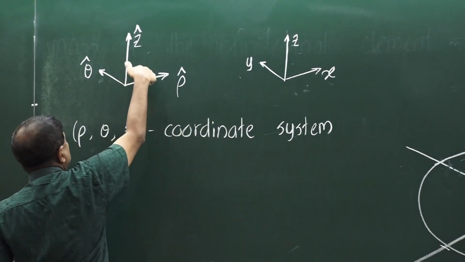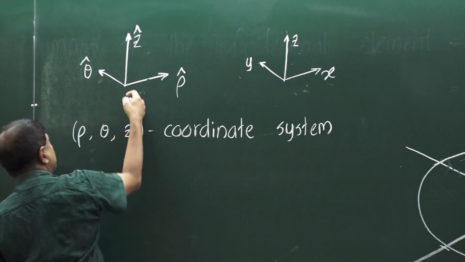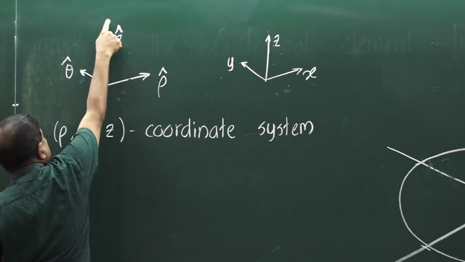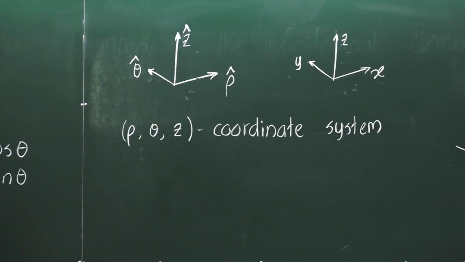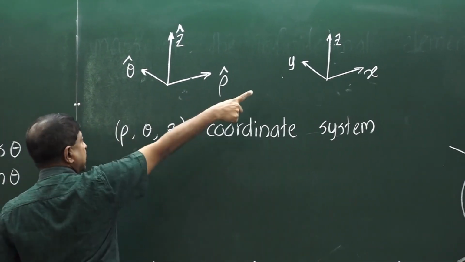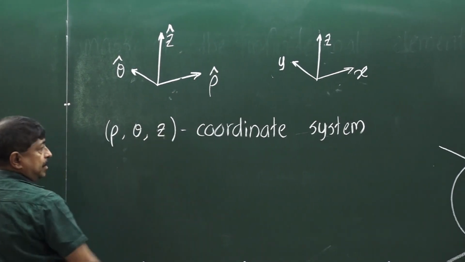Similarly, from rho to theta, if you take a screwdriver and rotate in this direction, it moves in this way. That is z hat. So z should be the third coordinate. Rho should be the first, like in the xyz. Theta should be the second. Z should be the third.